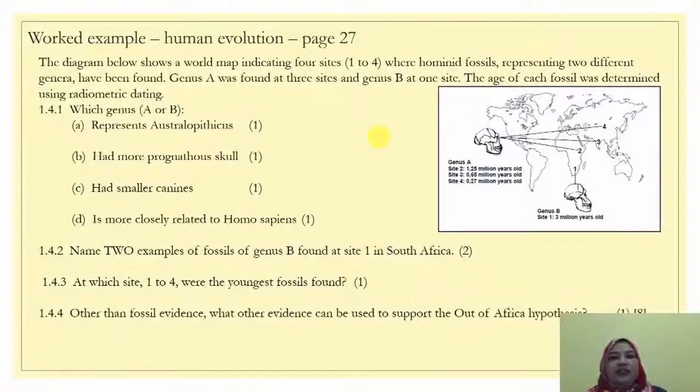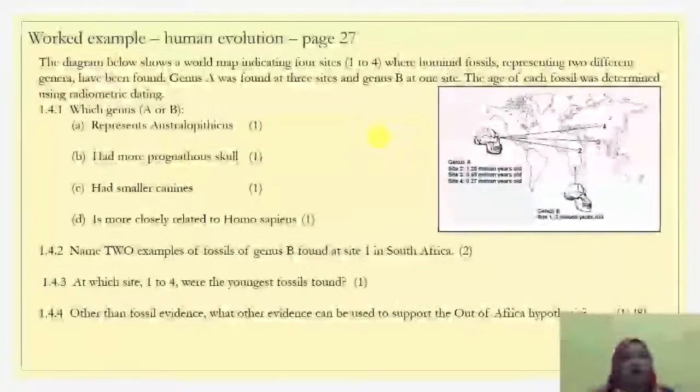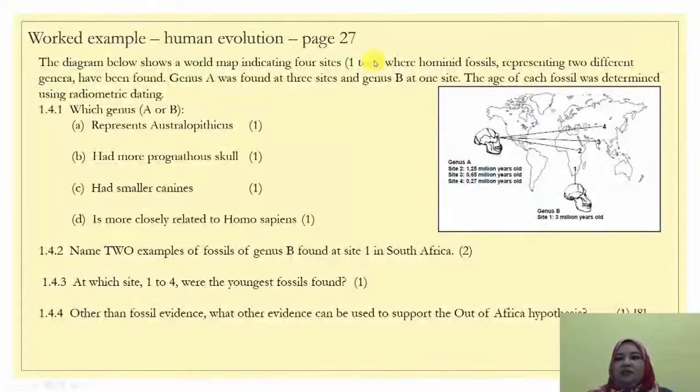You are absolutely right. Why? Because we know that Australopithecines, according to the out of Africa hypothesis, are only found in Africa, right? And nowhere else in the world. So therefore, the answer is B.